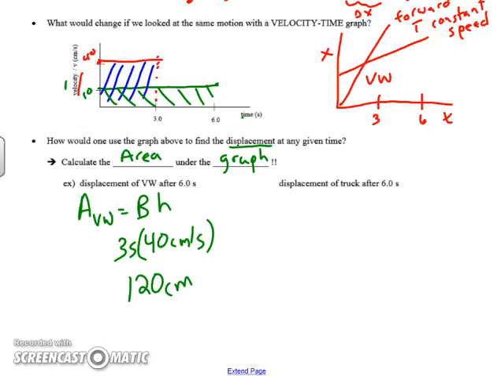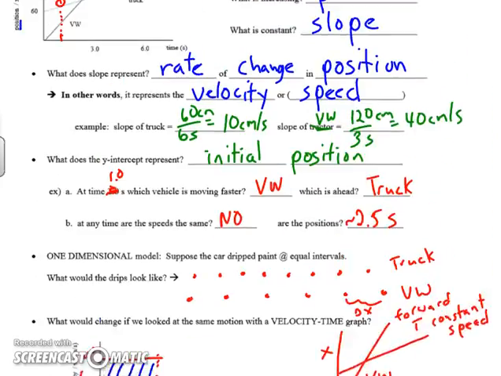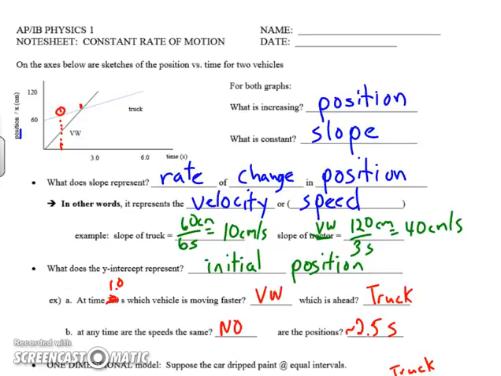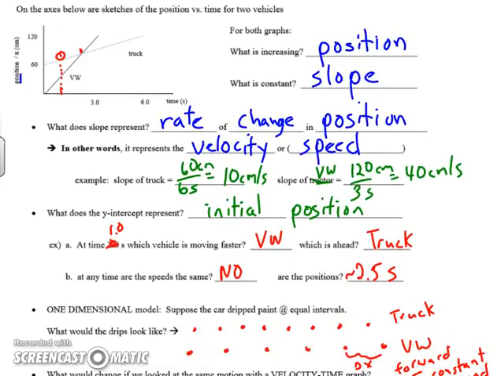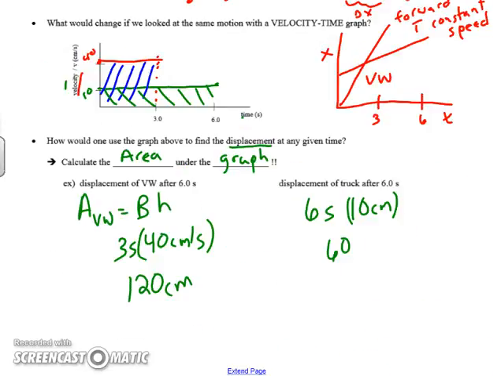If I look at the truck after 6 seconds, again, my base is longer, it took more time to get somewhere. It was only going 10 centimeters per second. So 6 times 10 is 60, and that's not right. I must have done my slope wrong. You guys catch that? Okay, forget that last statement. This is supposed to be 60.